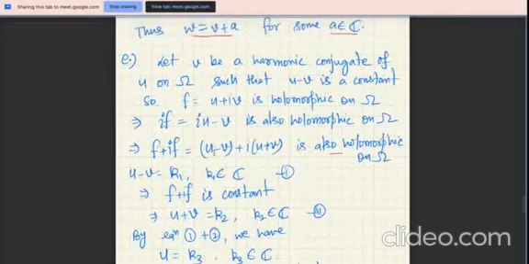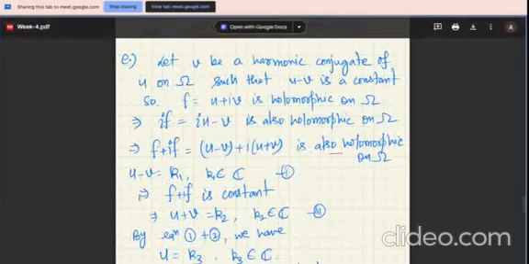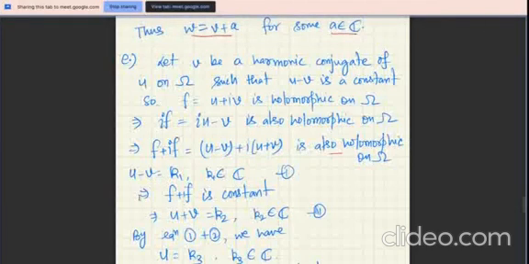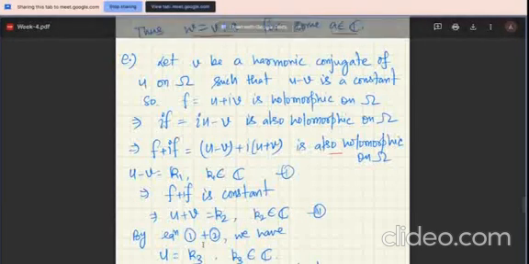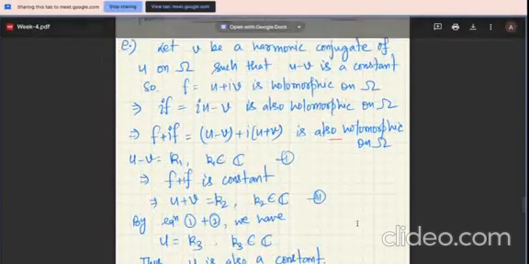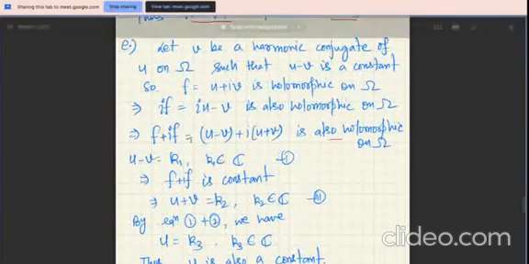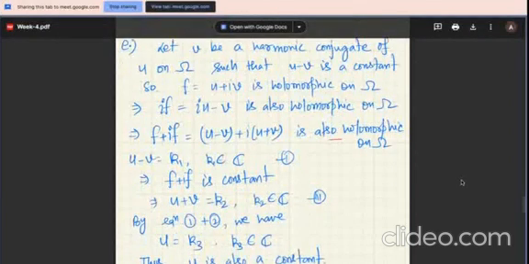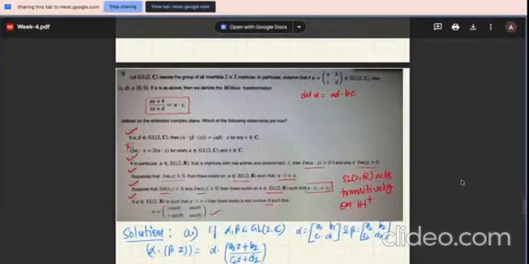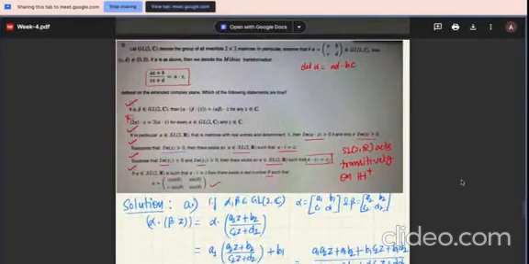So f plus if is nothing but u minus v plus i(u plus v), which is also holomorphic. And this thing, u minus v, is constant. So u minus v is equal to k1, which belongs to C. So f plus if is becoming constant, and so u plus v is equal to k2, which means this is also constant. So by equation 1 and 2, we have u is equal to k3. So we get that u is also constant. So this is simple. Okay, yeah. So this first thing is just a calculation.